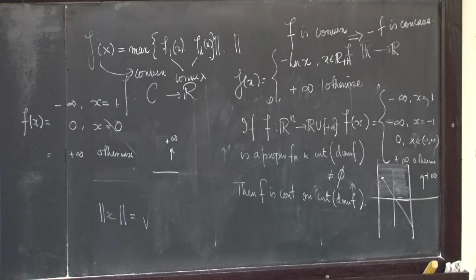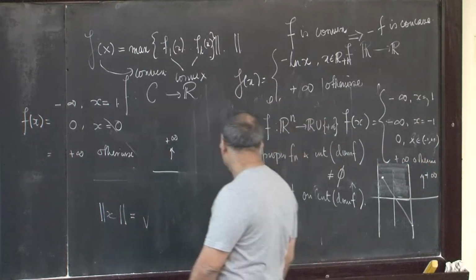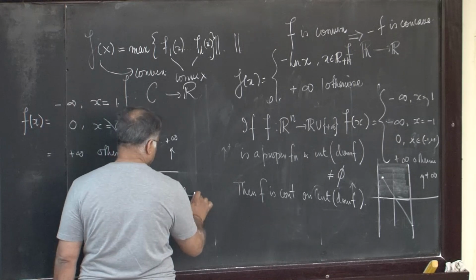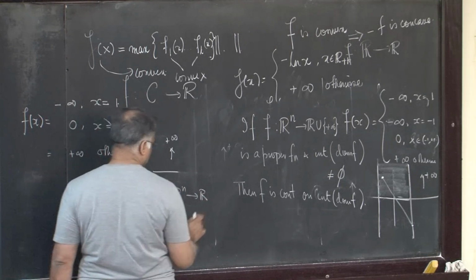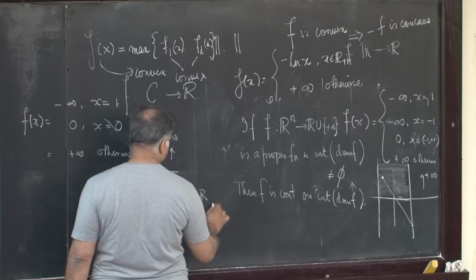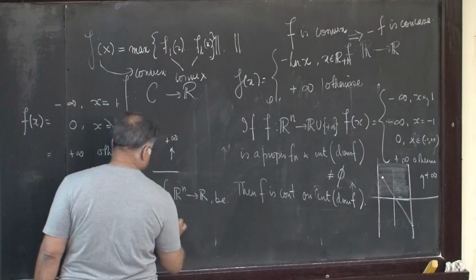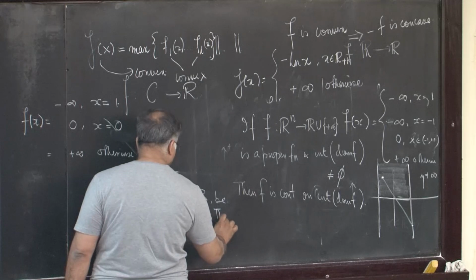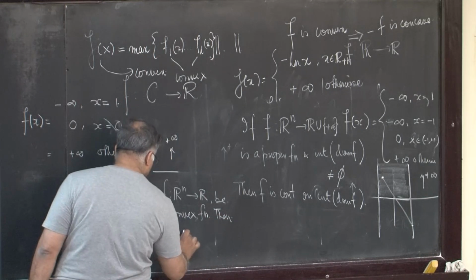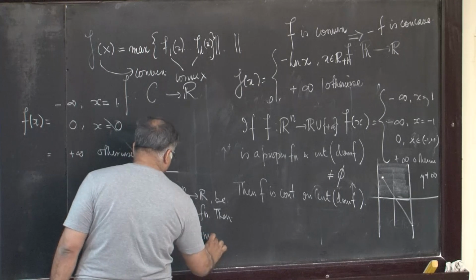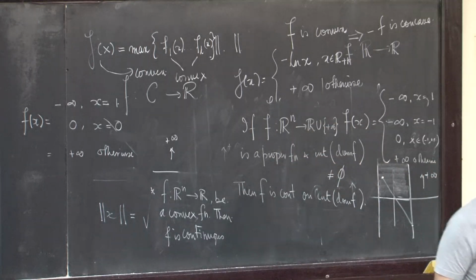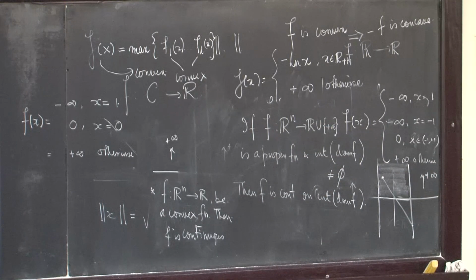Of course, the corollary of this result is the following: let f from Rn to R be a convex function. Then f is continuous. So, this is a very important thing to remember. In fact, if instead of Rn it is any open convex set C, then also it is continuous. So, these are very important things.